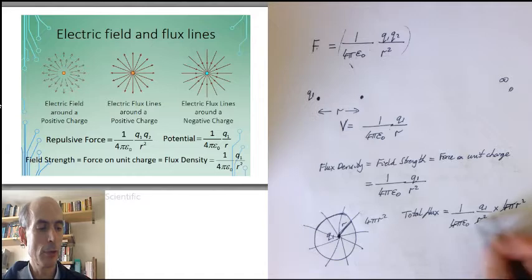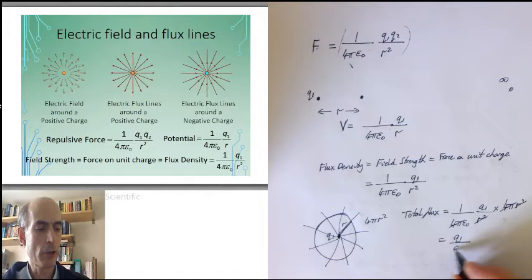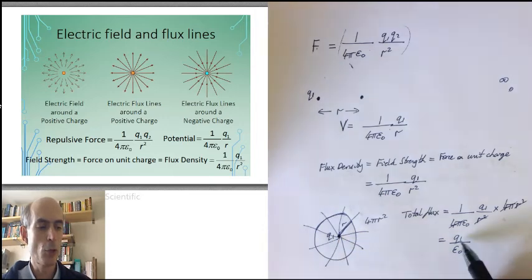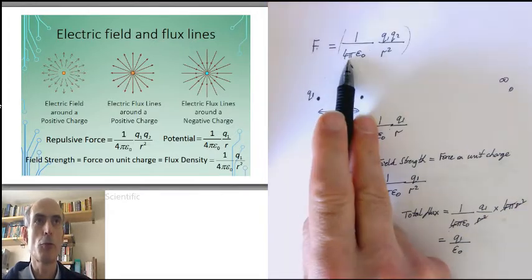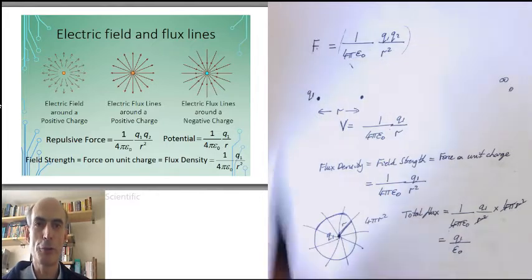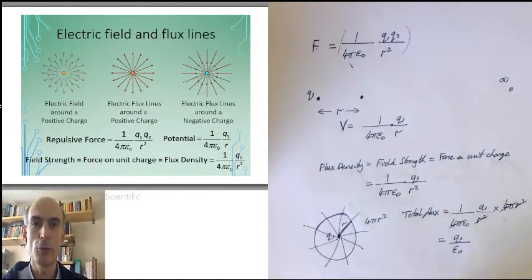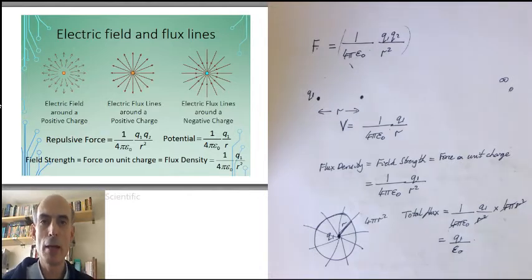The 4 pi's cancel, the r squareds cancel, it's just Q1 over epsilon naught. The total flux emerging from a charge of Q1 is Q1 over epsilon naught. The 4 pi's have cancelled, and in fact this was the reason that people put the 4 pi into Coulomb's law in the first place, because they found that flux was such a useful concept that having a simple law like the total flux emerging from a charge is equal to the charge divided by a constant, in this case constant epsilon naught, that was an easy thing to remember and an easy thing to work with.